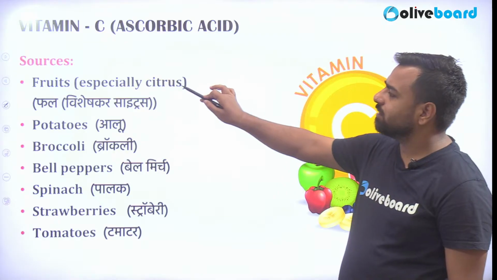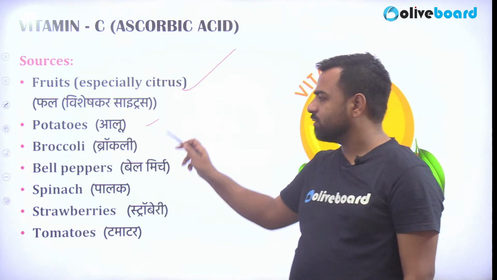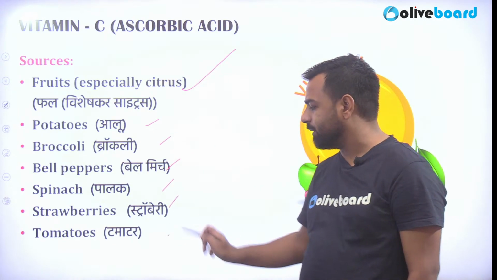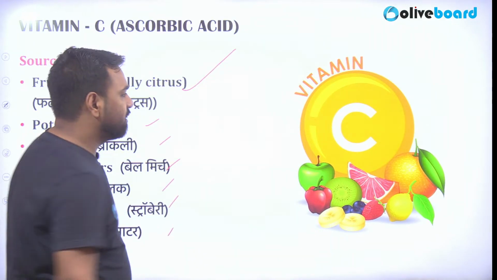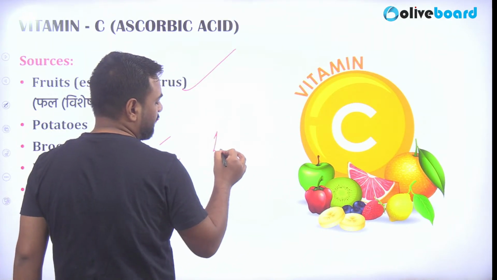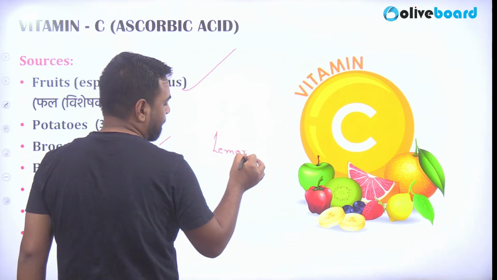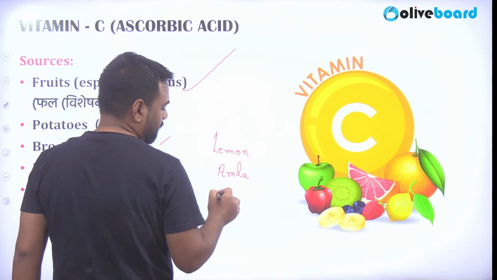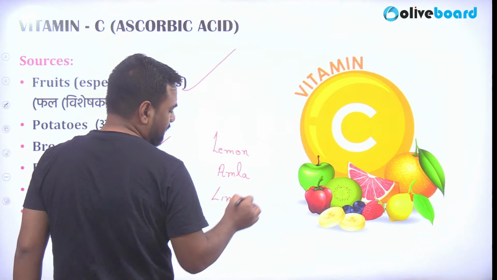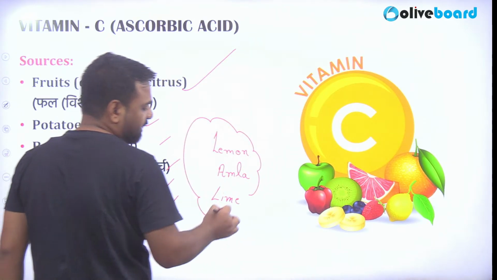The sources are the citrus fruits, potatoes, broccoli, bell peppers, spinach, strawberry, tomato. But the most important ones, which are repeatedly asked in the examination, include lemon, amla, lime. These are the major sources which are again and again asked in the examination.